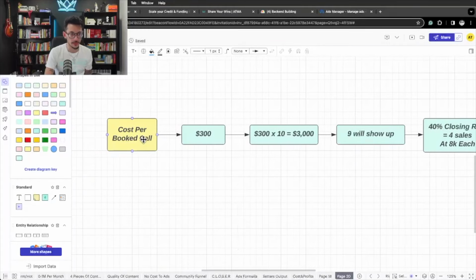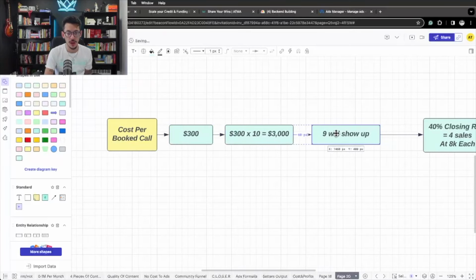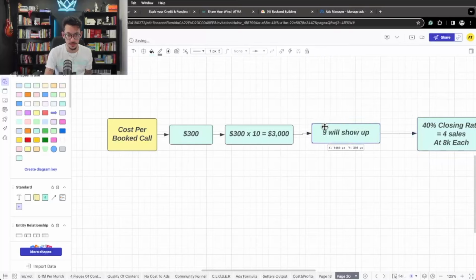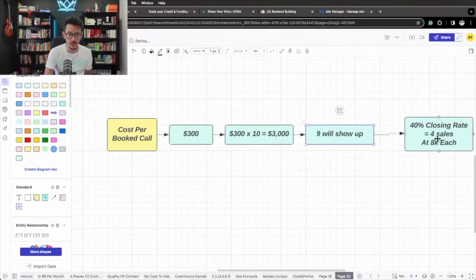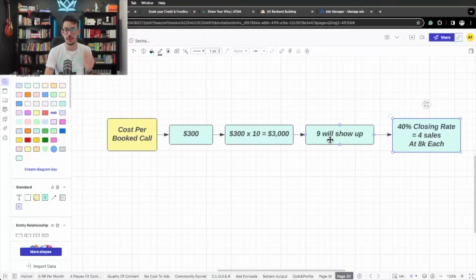So again, the first key metric we gotta find out is cost per book call. Once we know our cost per book call, we can do very simple math. If I want to get 10 people in front of me, how much would that cost me? It's costing you $3,000 to get people in front of you. Let's put a more average 30% closing rate, so you can get 3 sales, right? Because not everybody has a 40, 50, 60% closing rate. Put at least a bare minimum of 30% closing rate.